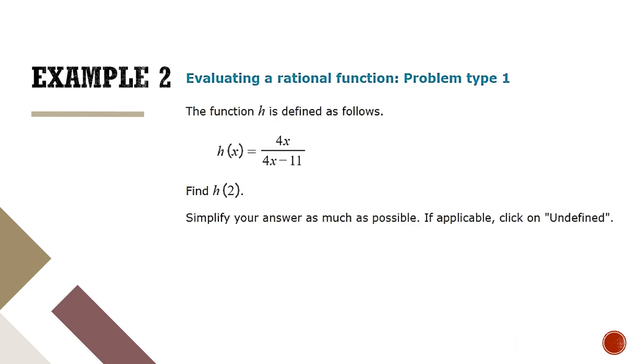Example 2 is evaluating a rational function. We kind of did something like this. We're going to do h of 2. Again, we're substituting in 2. So let's look at h. h of 2, we'll put wherever that x is, is equal to 4 times x, which is parentheses, and then 4 times x on the bottom, and minus 11.